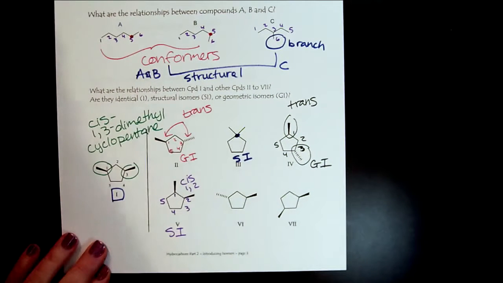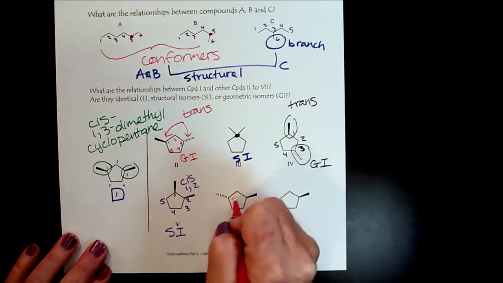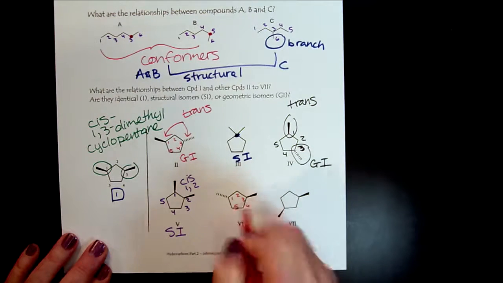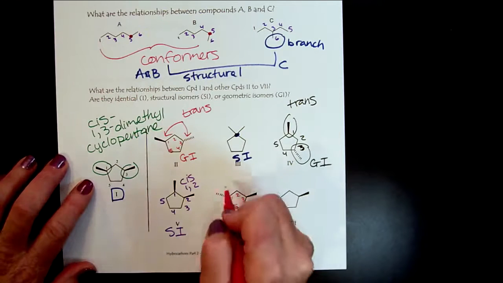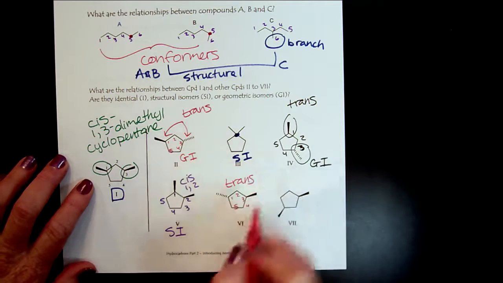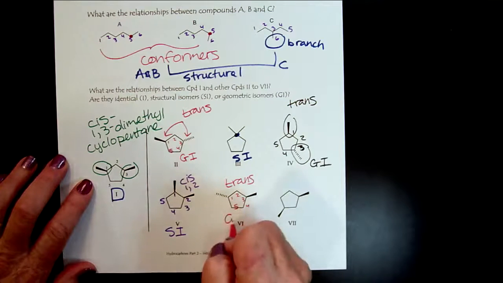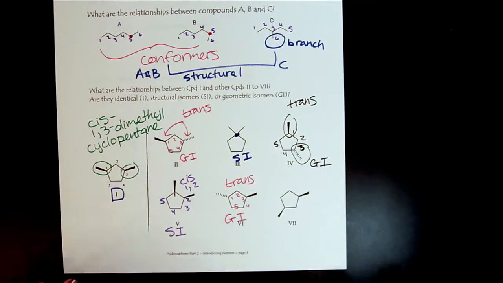Alrighty. Let's look at compound 6. 1, 2, 3, 4, 5. Aha! So same chemical formula, same connectivity, but we're back to that trans. So another example of a geometric isomer.